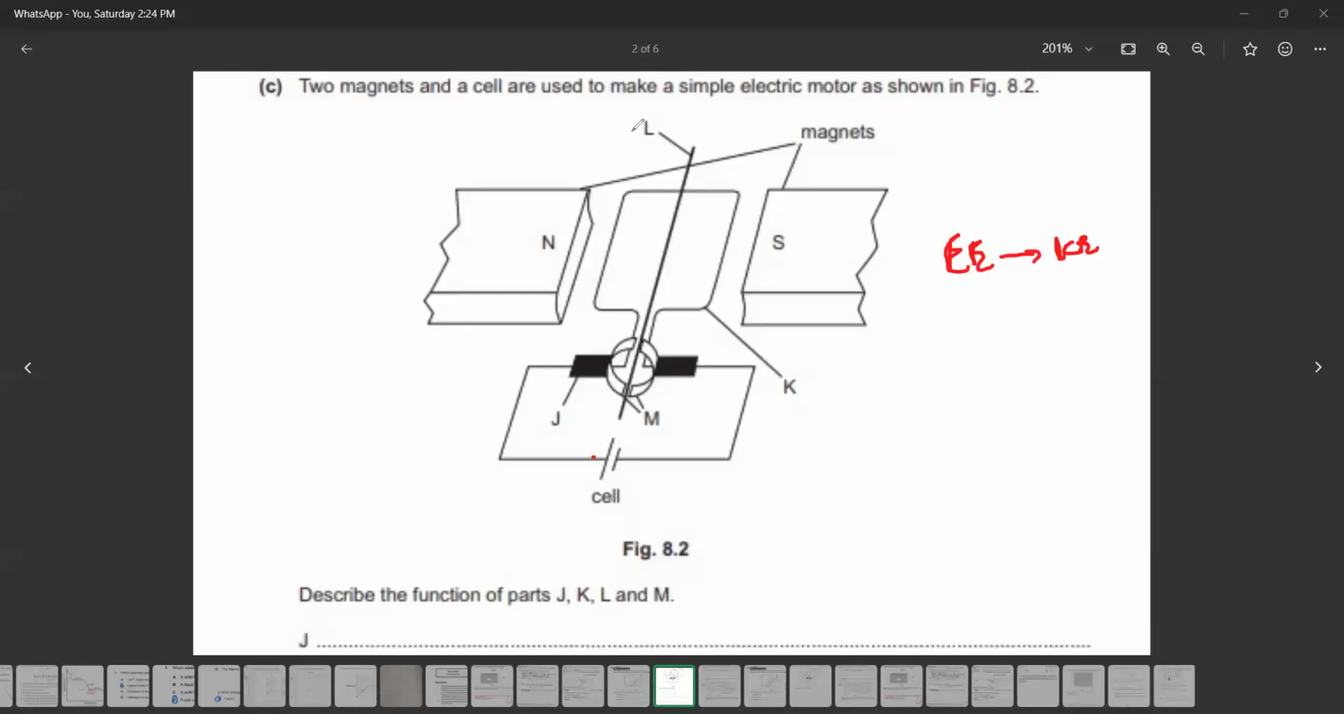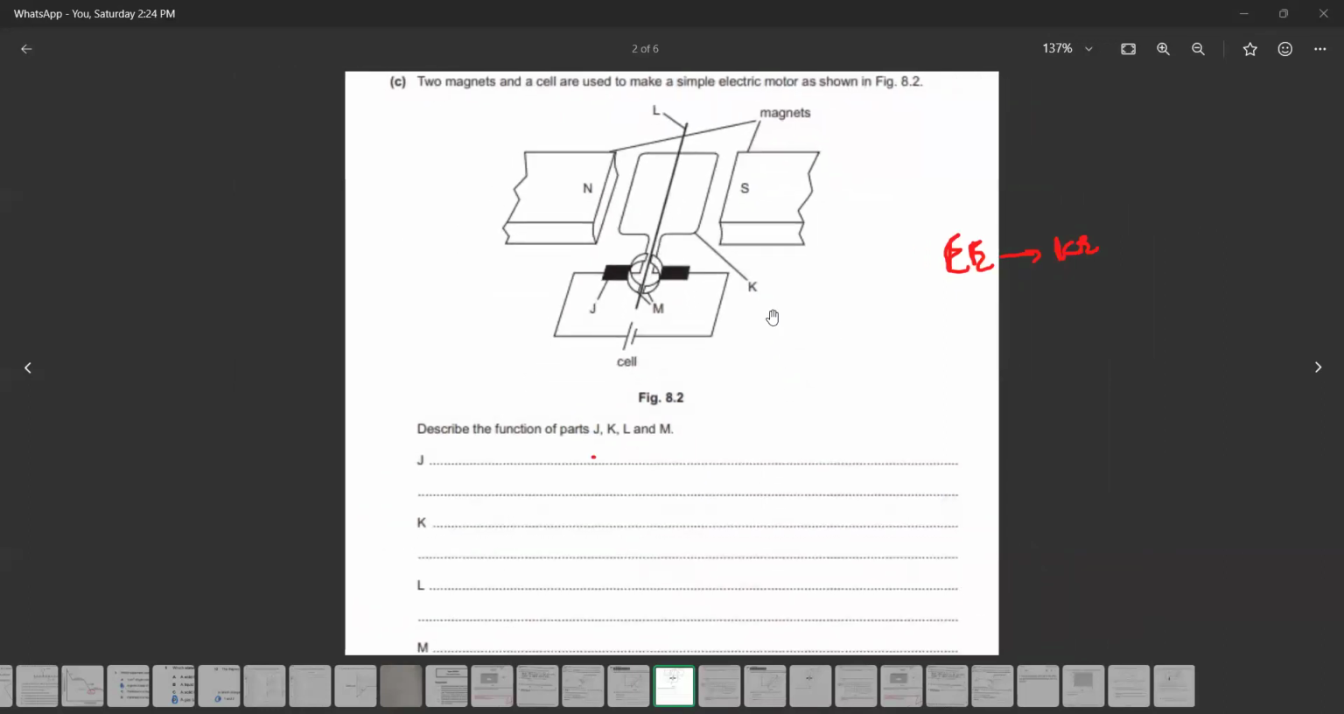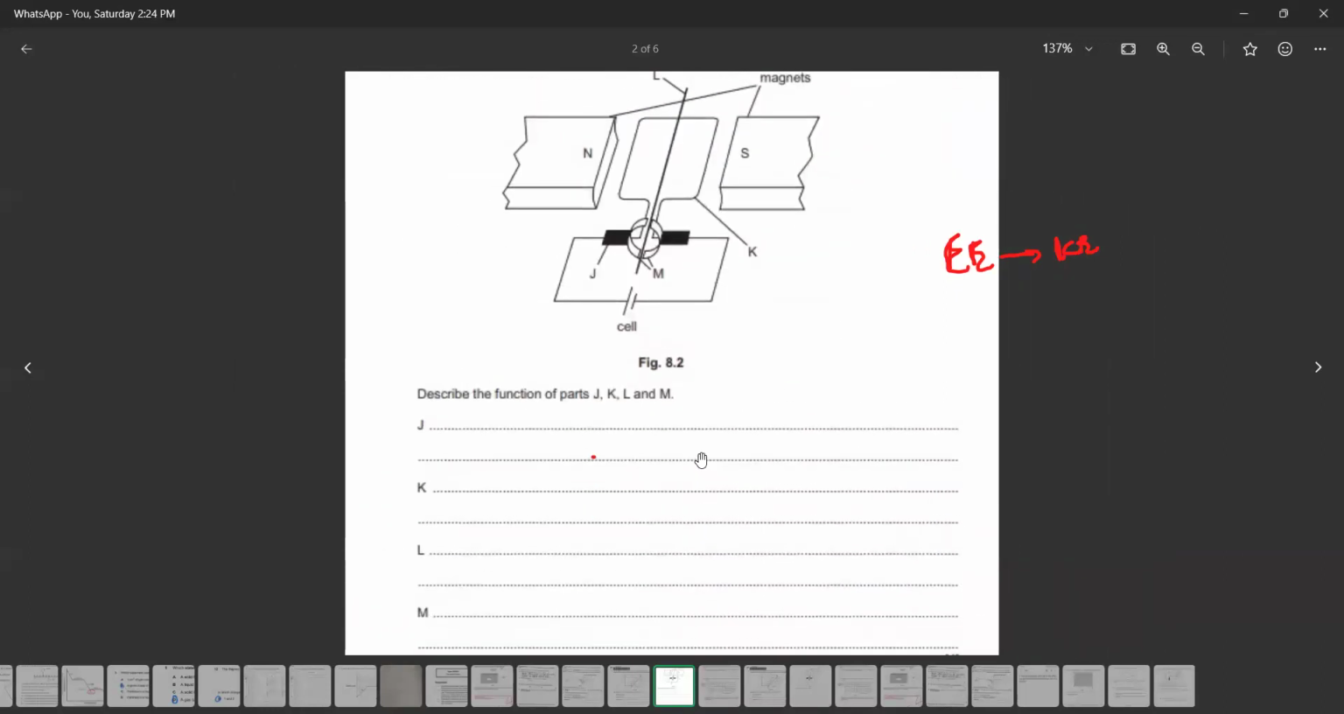Now the question is: describe the function of the parts J, K, L, M. First, you have to identify these parts and then explain the function. First, what is part J? Carbon brushes. They will conduct electricity without the wires breaking. So carbon brush. And what is the purpose of the carbon brush?